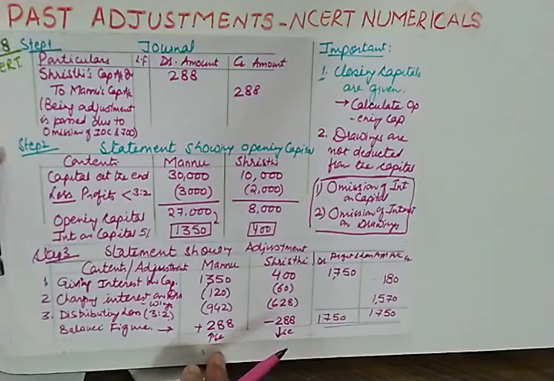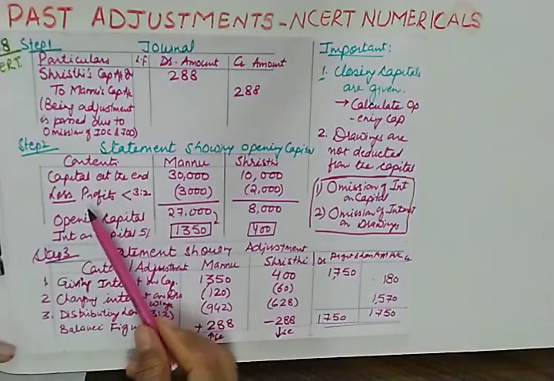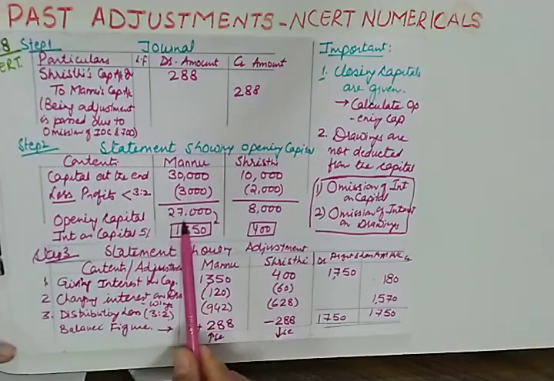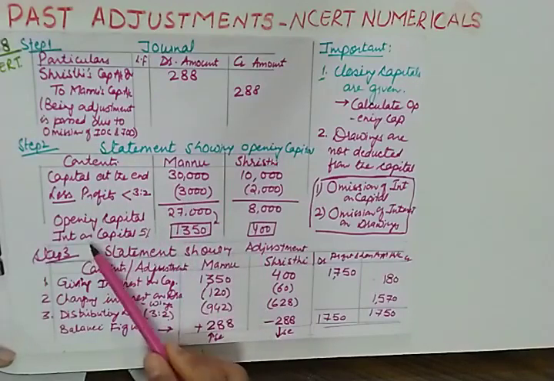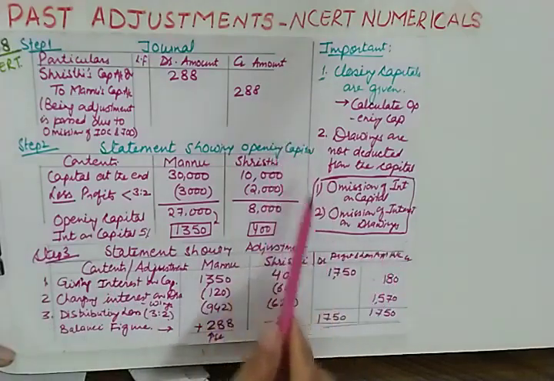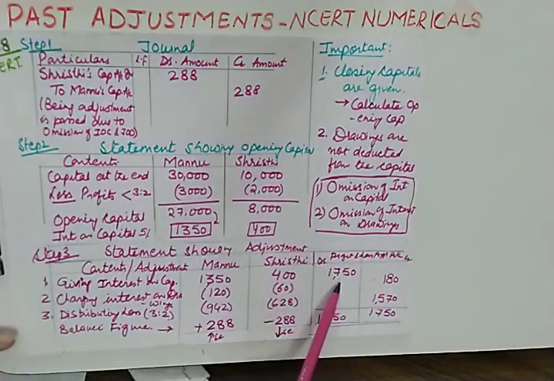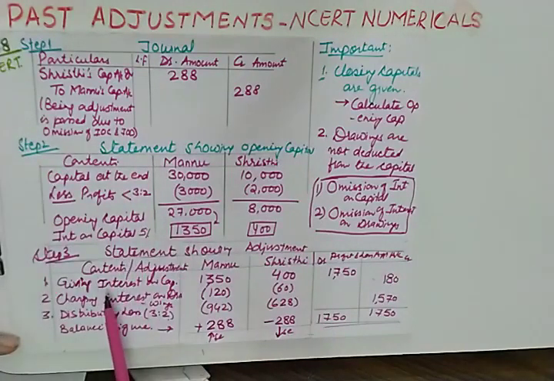So what we have done, this is step 2. We need to deduct profits in order to get the opening capital. So these are their opening capital. Interest on capital is this. Then we prepare this statement. This statement is very important. Normally the similar marks are awarded. Sometimes this statement contains more marks as compared to this.